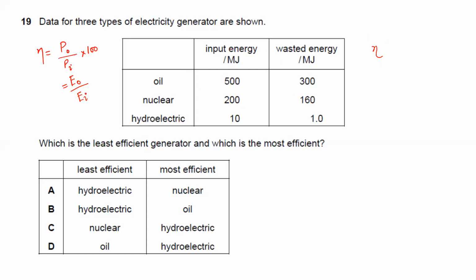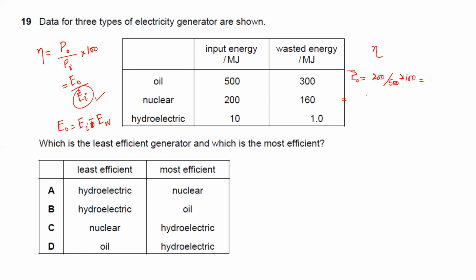We are given the input energy. Energy output is energy input minus energy wasted. If we have X amount of energy that is wasted, the output energy would be energy input minus energy wasted. So in this case, our output energy is 500 minus 300, 200, divided by input energy 500, times 100. This will be our efficiency.